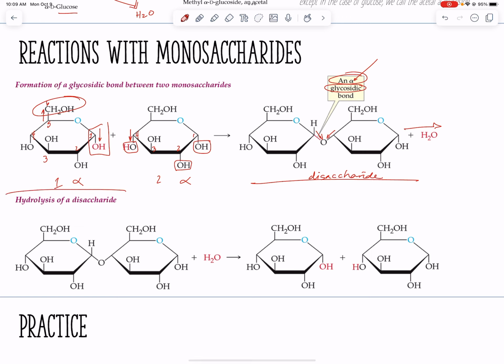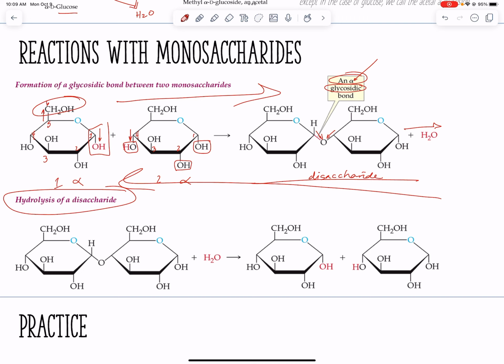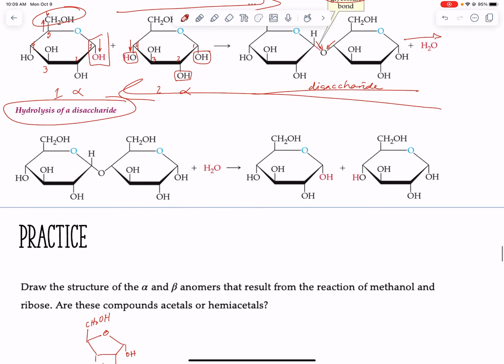But the second half of this slide, the bottom half, says hydrolysis of a disaccharide. So guess what? If you look at the top half of the screen, we're going to run this in reverse, and that's hydrolysis. So the forward reaction would be the formation of a disaccharide, and the reverse of this, which is what we see on the bottom, is the hydrolysis of a disaccharide. It's literally just the reverse of the top half, where we have our disaccharide using water. We're going to break water into H and OH, okay?